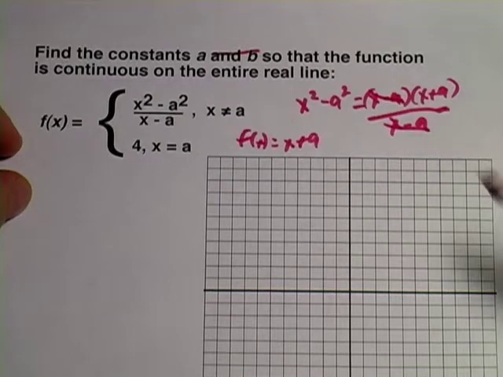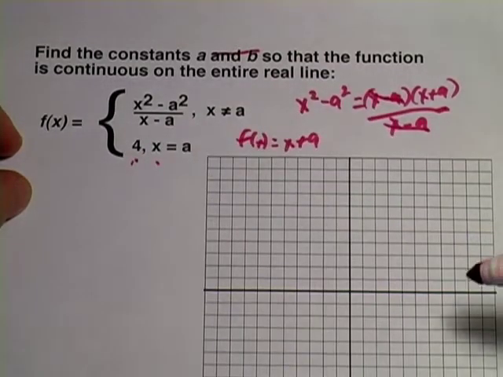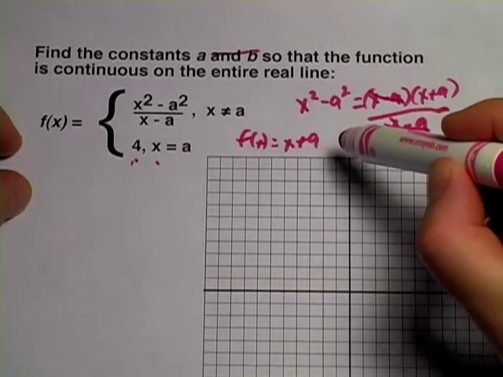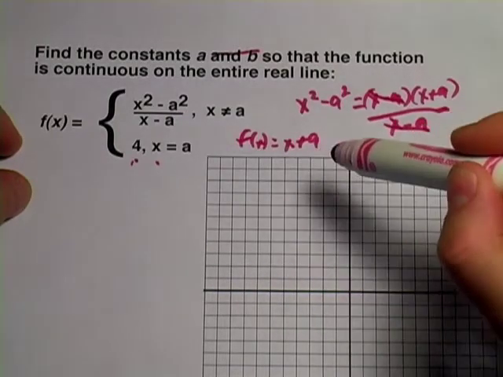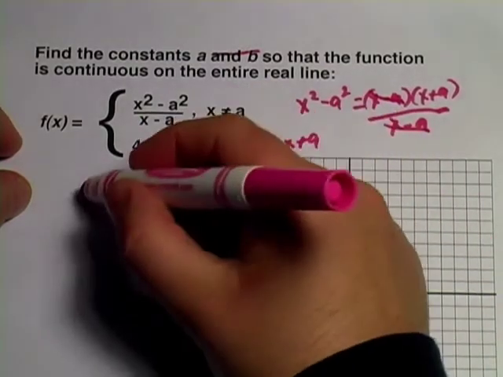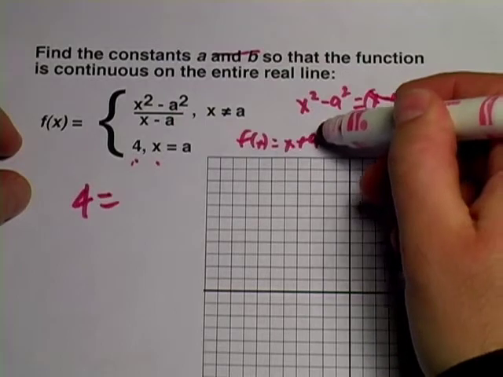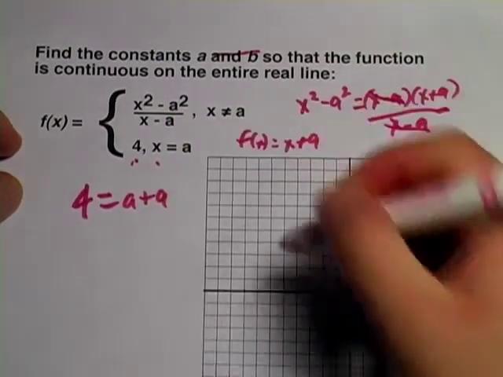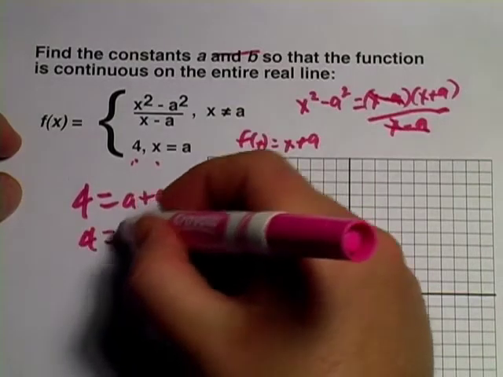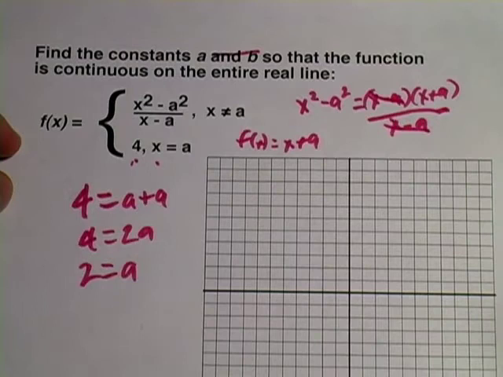Now, this function is 4 when x equals a. So I can simply rewrite this equation and set it equal to 4 when x equals a. If I do that, f of x is 4 when x plus a, well, x is a, so that would just be a plus a. And we get a very simple formula here. 4 equals 2a, and a equals 2.